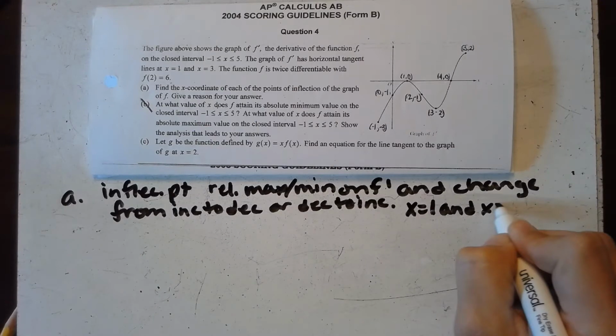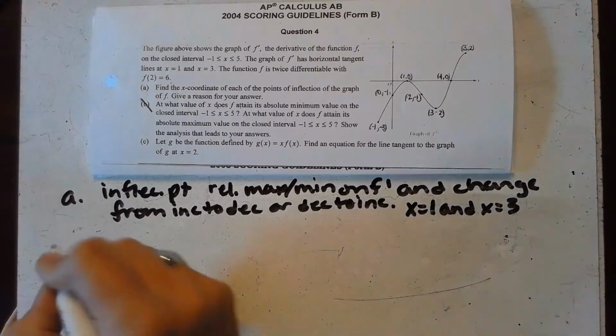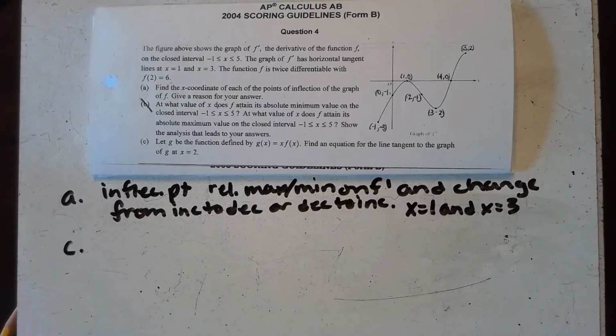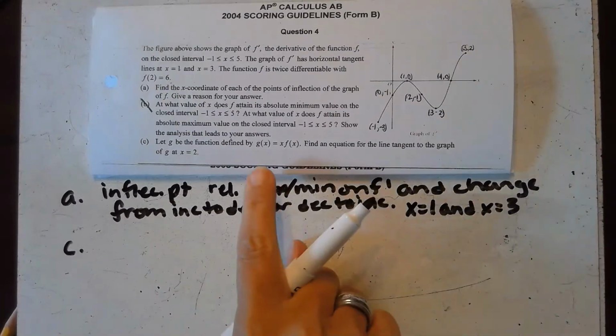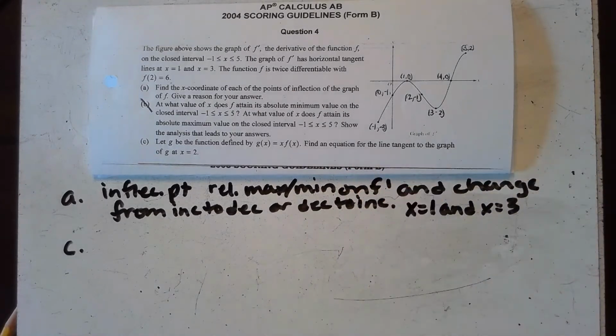And this is our reasoning right here. This is our justification. All right, part C. Let g be the function defined by x times f of x. Find an equation for the line tangent to the graph of g at x equals 2.